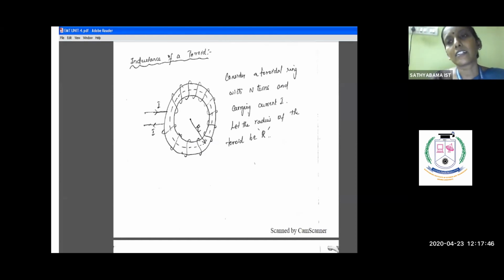And next is the inductance of a toroid. A toroid is nothing but a circular iron ring on which a coil is wound. Whenever you pass a current through the coil, a flux is created, and that flux will take a path through the core. I have written capital R here. Remember, capital R is meant for the mean length of the flux path, so that flux will travel through your core. That path is taken as R here.